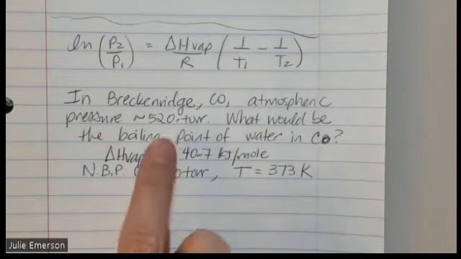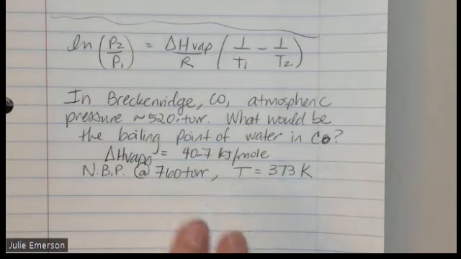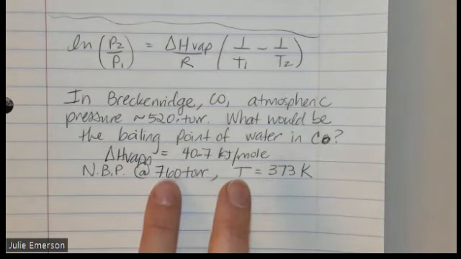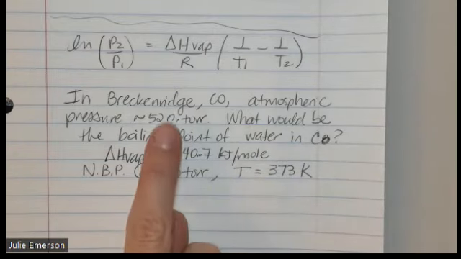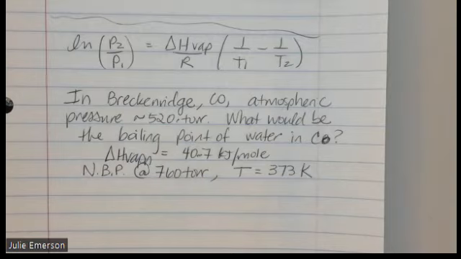So what we want to go in expecting is that at a normal pressure of 760, we know our boiling point is 373. If we lower that pressure, we expect the boiling point to also be lower, but we're going to find out exactly what it is. And the Clausius-Clapeyron equation will help us do this.